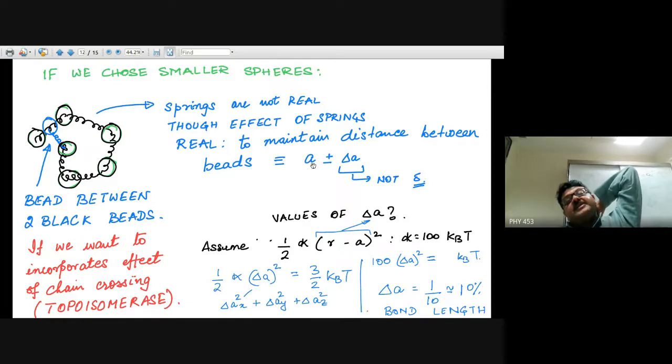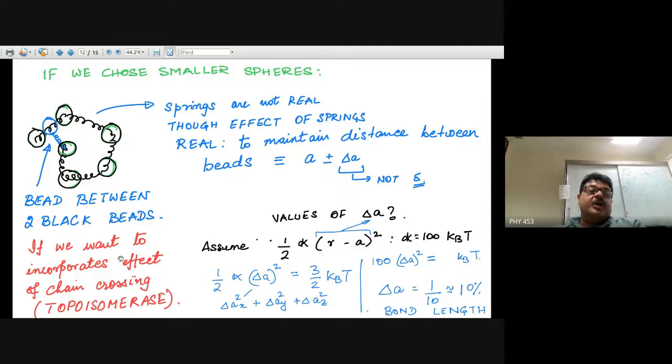And the distance between the beads can be A, the spring length, plus minus delta A. Note, I'm not writing this as delta, because there can be multiple steps and springs can stretch more than delta finally, right? So if we have smaller spheres, then chain crossing is allowed. Now, in a real synthetic polymer chain, you never have chain crossing in reality, because there are bonds. But in biological polymers, in DNA, chain crossing is allowed, because there's some protein called the topoisomerase, and that actually cuts the bond, allows a chain to pass through, constraint is released, and then it attaches back the chain.